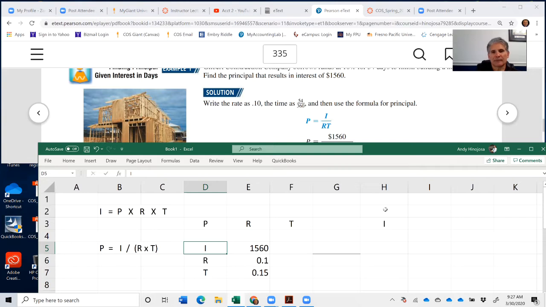Let's go ahead and plug in the variables that we do know. We're looking for P. P equals I divided by RT, or R times T. So this is the formula we need to fill in. P is the unknown variable at this point in time. We do know what I is. I is $1,560. That was given in the problem.